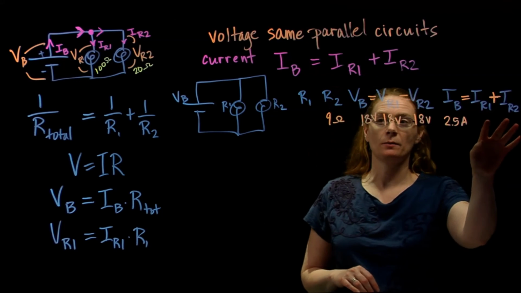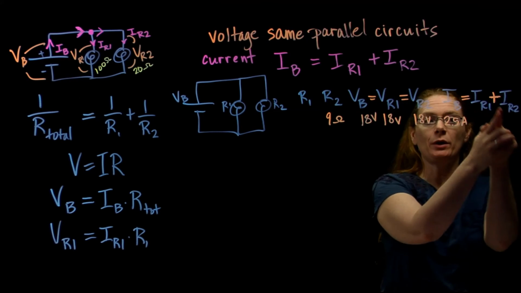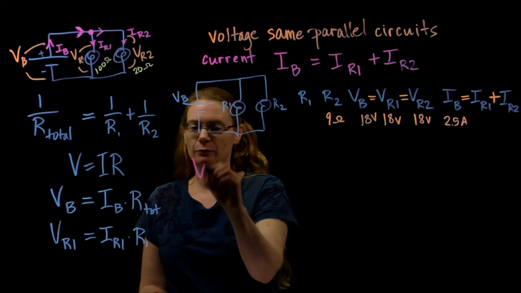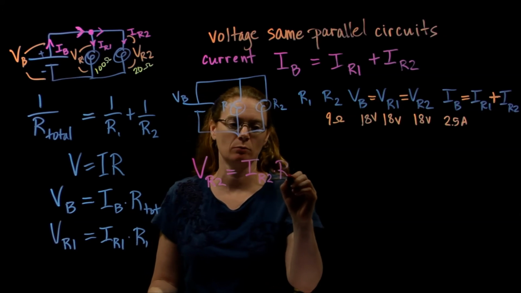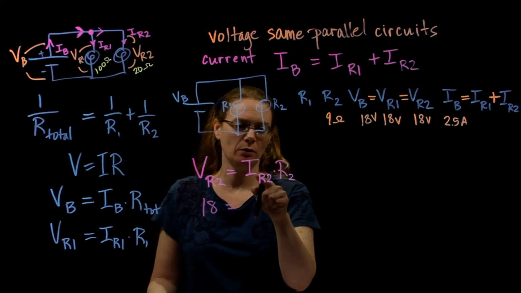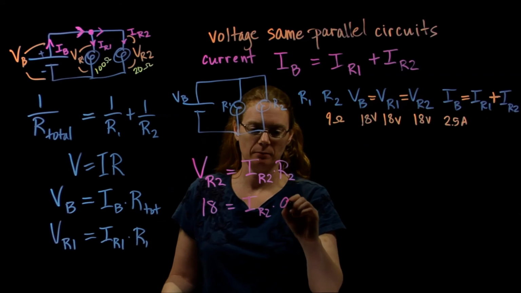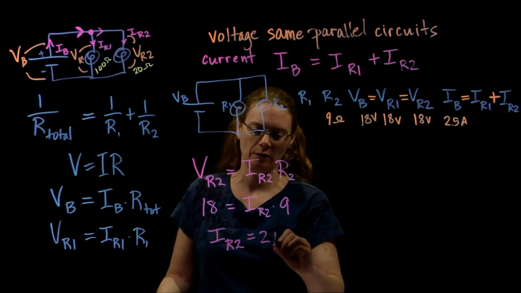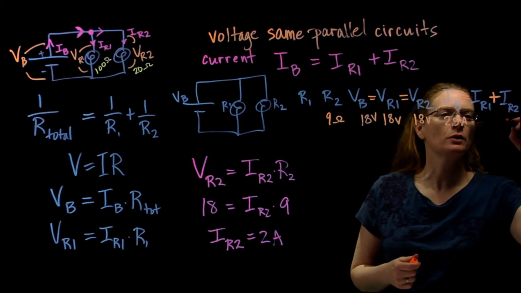Maybe I can get one of these. Well, IR1 has the same problem. I'm missing the resistor. Maybe I can figure out what the current through resistor 2 is. If I do this formula, the voltage for resistor 2 is the current through resistor 2 times resistor 2. Do I know these? VR2, yep, is 18. Do I know the current through resistor 2? Well, that's what I'm looking for, times the resistance 2. Ha! I can do it. So I now know that the current through resistor 2 must be 2 amps. That was pretty easy.